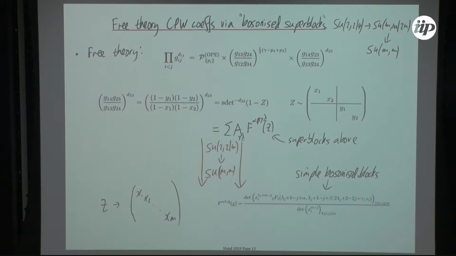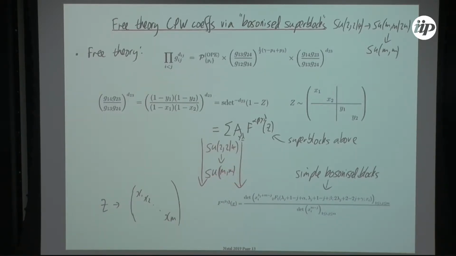In that case, your Z just becomes an m by m matrix with eigenvalues x1 to xm. So this is the analog. If m equals 2, this would be your bosonic x and x bar variables. Sorry? This is a comma. Very good question. Yes, this is a comma. So we have SU(m/2n), that's a slash, so it's a 2m/2n matrix. But then I reduce it down to SU(m), 2m if you like.